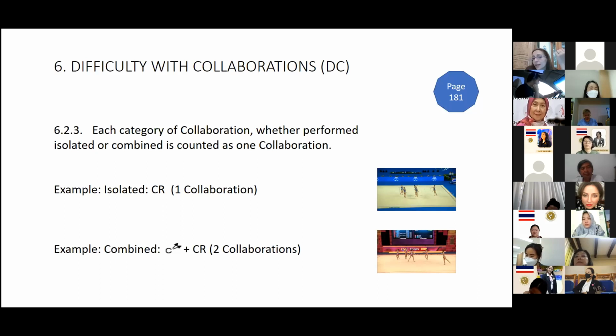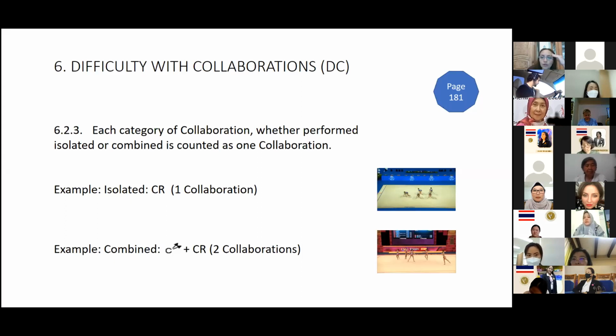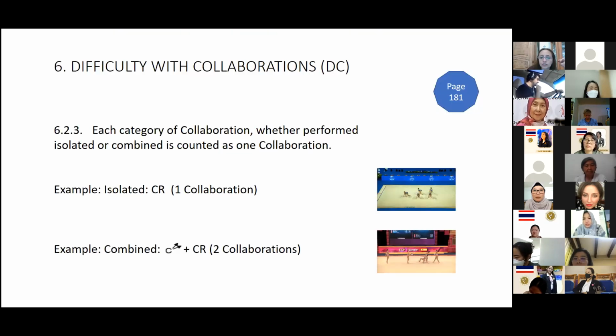How do we count it? Each category of collaboration, whether performed isolated or combined together, is counted as one collaboration. So this is an isolated collaboration. Okay, this is one collaboration. What about this? This is 2 collaborations. This is a throw of 2 apparatus, C2 arrows, and CR. So it's not counted as one collaboration from the 23. They are counted as 2 collaborations from your maximum 23. So every collaboration is counted. Everything you do is counted from your 23.